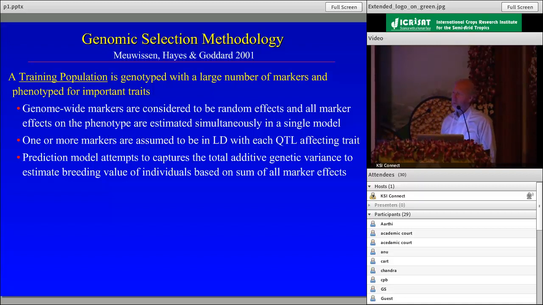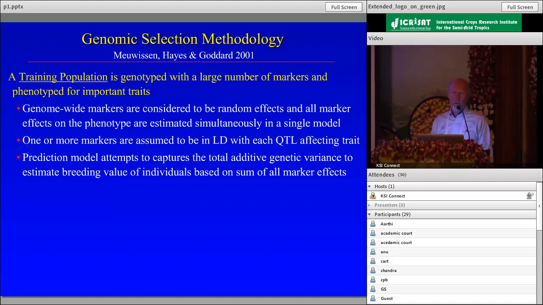We treat those markers as random effects and estimate their effects simultaneously in a single model. We assume that we have enough markers so that we have linkage disequilibrium between at least one marker and every QTL that affects the trait. Our prediction models attempt to capture the total additive genetic variation, and that allows us to estimate breeding values of individuals based on the sum of those effects or their kinship relationships.